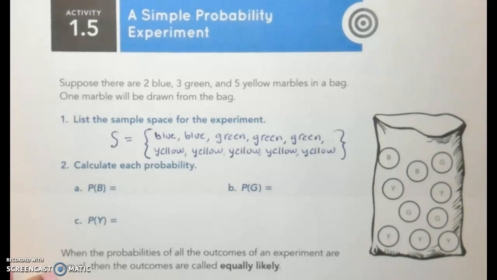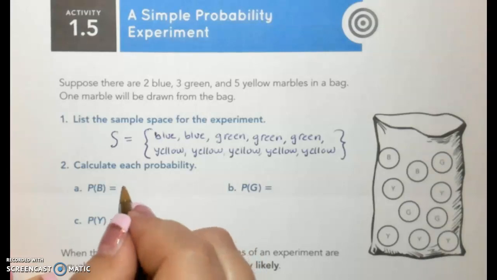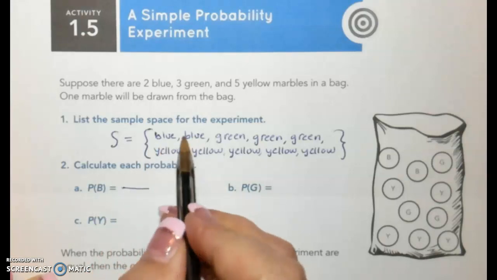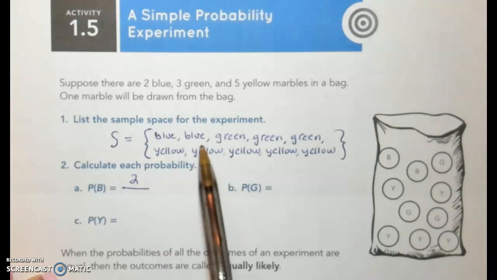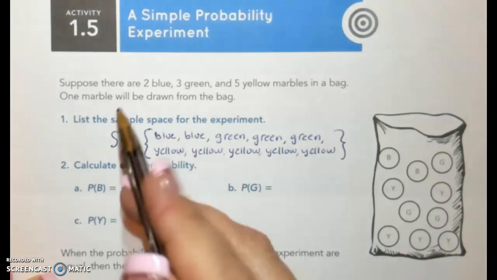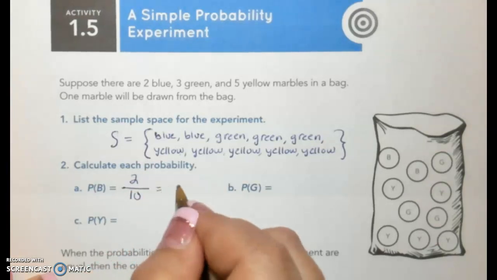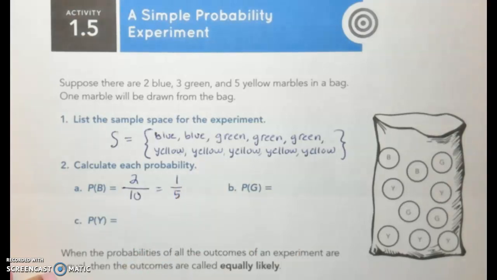Okay, the probability is the number of ways that this event can occur over the number of possible outcomes. So there are 2 blues, so there are 2 ways that we could select a blue marble out of 1, 2, 3, 4, 5, 6, 7, 8, 9, 10 possible outcomes. And remember that if we can simplify our probability fraction, we should. So dividing both of these by 2 will give me a probability of 1/5 for selecting a blue marble.